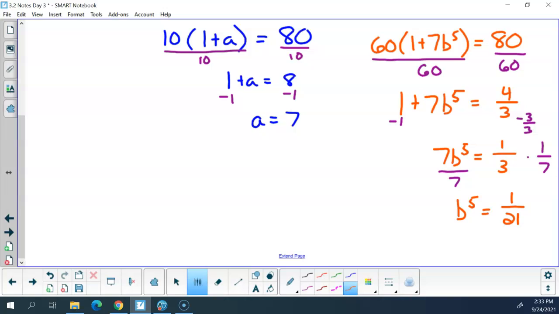Fifth root it, not just square root it. Fifth root it. And that's going to give me b equals, if I wanted to stay exact, the 5th root of 1 21st.